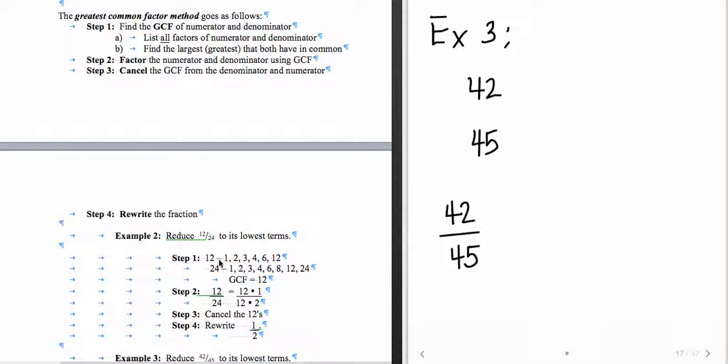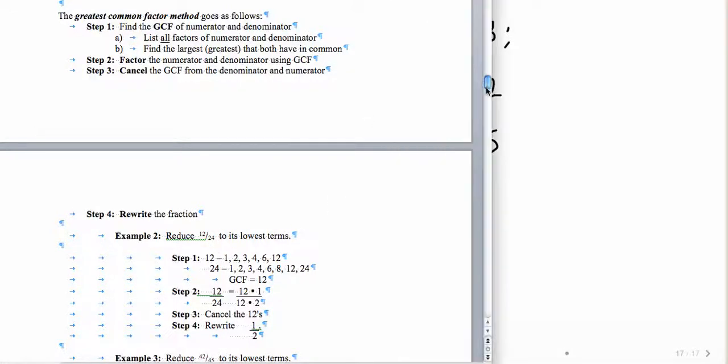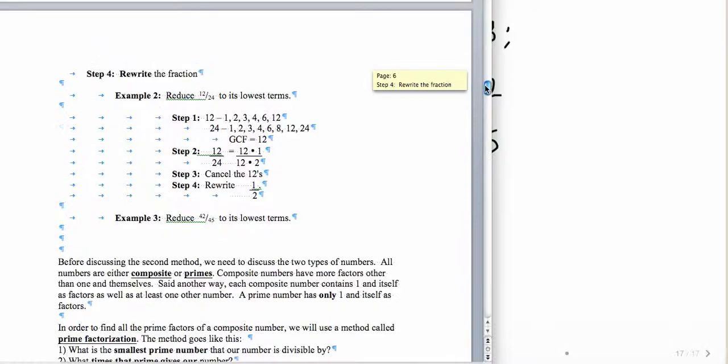So here you've seen me do 12/24. Let's go ahead and scroll this up so we focus our attention right on here. So 12/24, we're going to put it into its lowest terms. The first step is we're going to factor each of the numbers, 12 and 24.